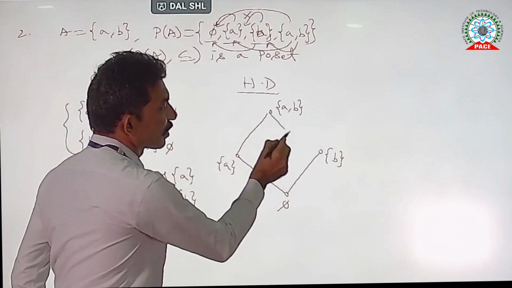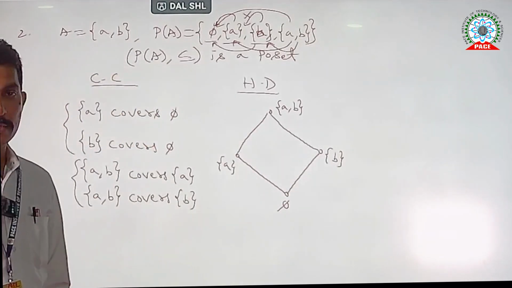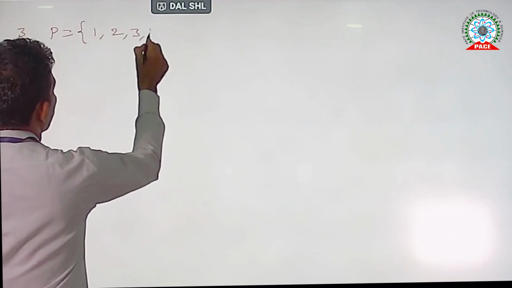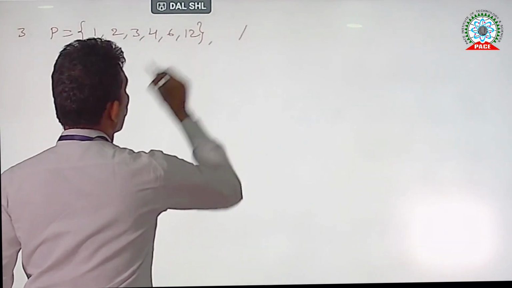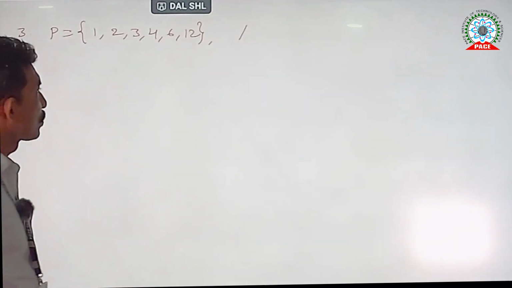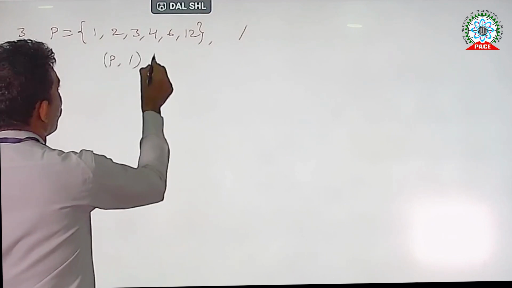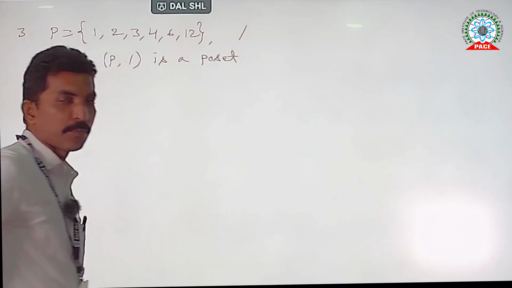Now coming to the other example, the third one. Let us take P equal to the divisors of 12: 1, 2, 3, 4, 6, 12, and we take the relation as divides. The set of positive integers with divides is always a poset. Now we write the covering conditions and the Hasse diagram.